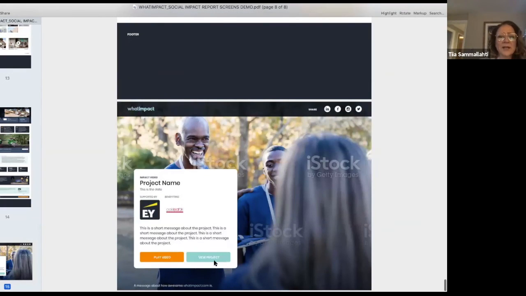And then you can generate a video version of the impact report as well that can be shared on social media, celebrating the impact that has been created together. So this is in a nutshell what the reporting tool looks like.